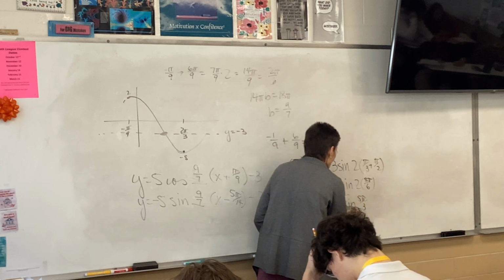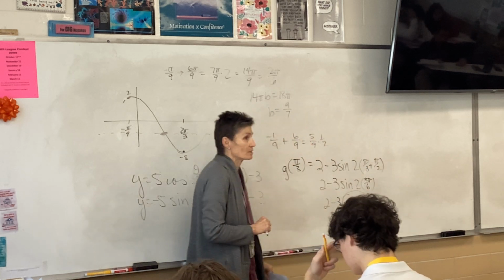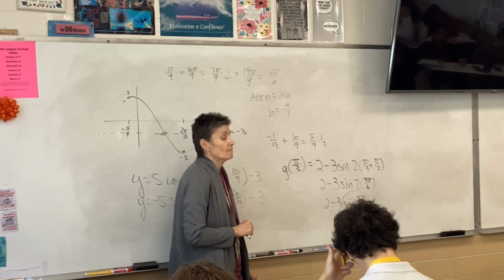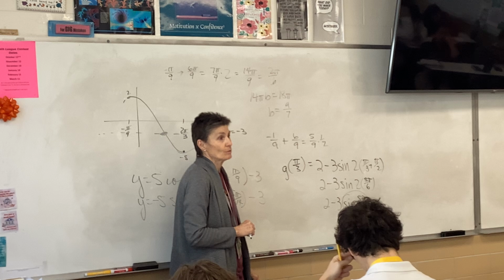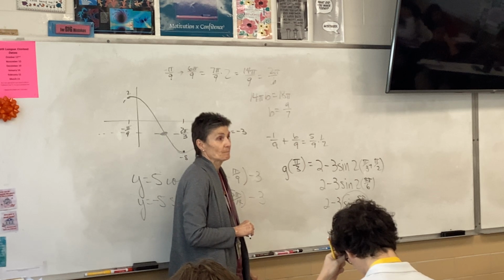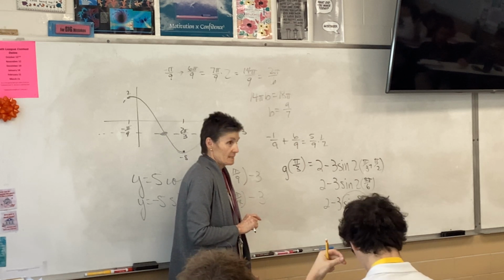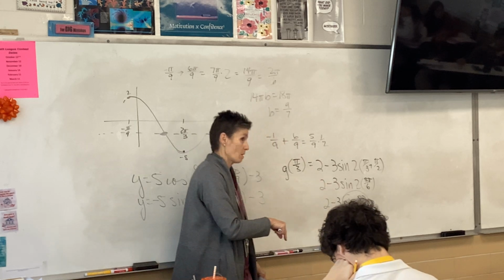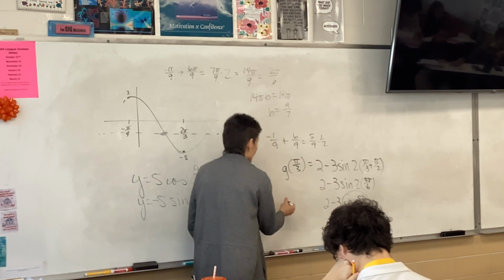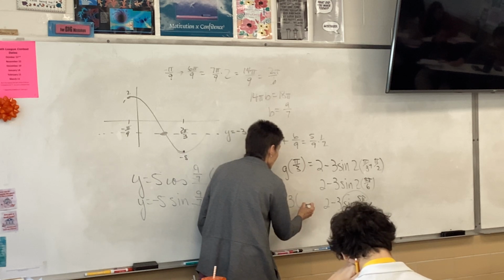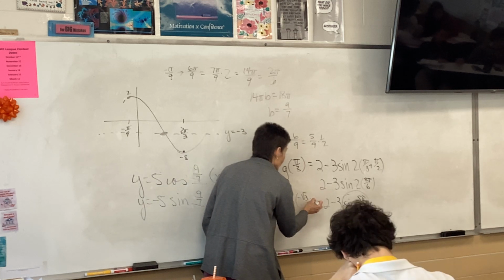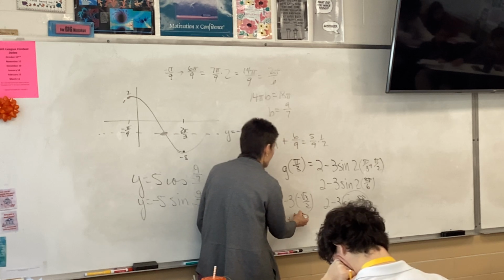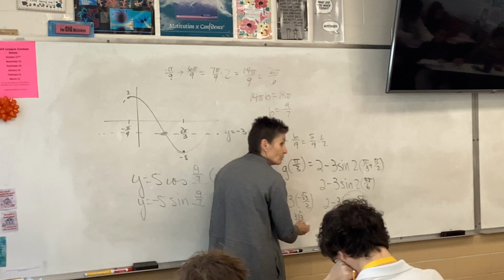Now, the sine of 5 pi over 3 is on your unit circle. You should know that number. It's a pi over 3. What are the sine values for the pi over 3s? Root 3 over 2. Yes, this one happens to be in quadrant 4, so negative. So you're gonna have 2 minus 3 times negative root 3 over 2. So your answer is gonna be 2 plus 3 root 3 over 2. Okay.